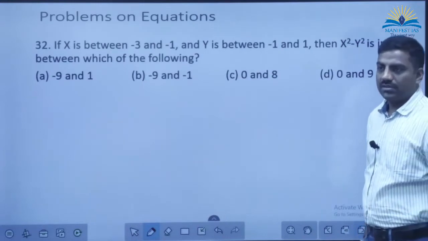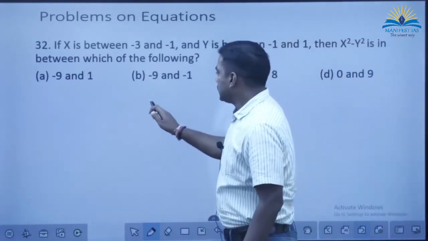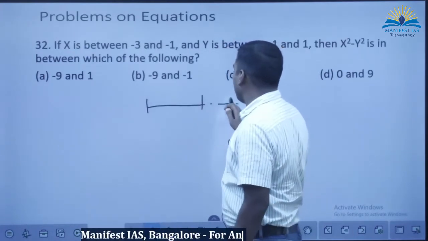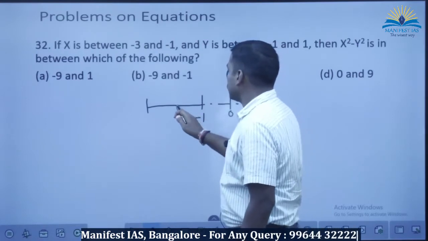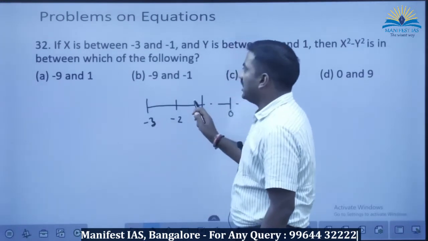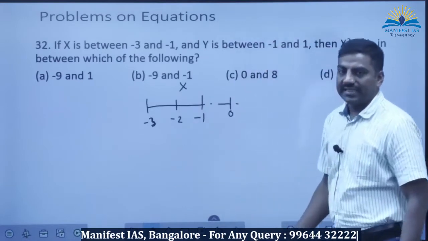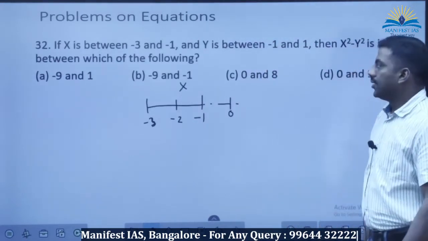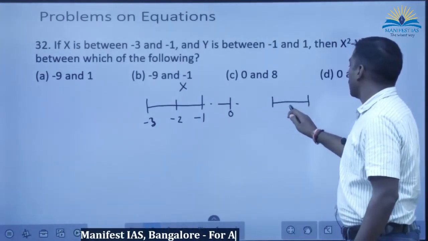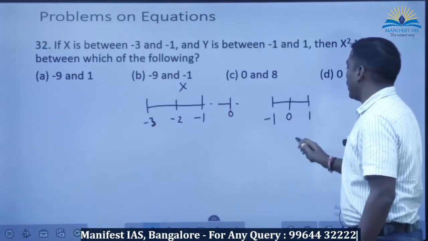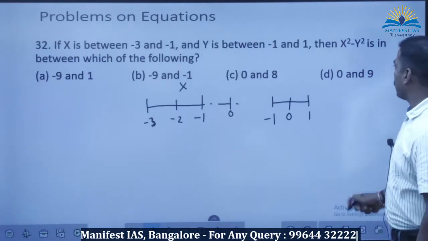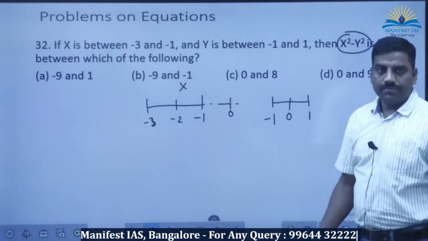This is a very good question. If x is between -3 and -1, if you write the number line, 0, -1, -2 and -3, this is the range of x. Then y is between -1 and 1.